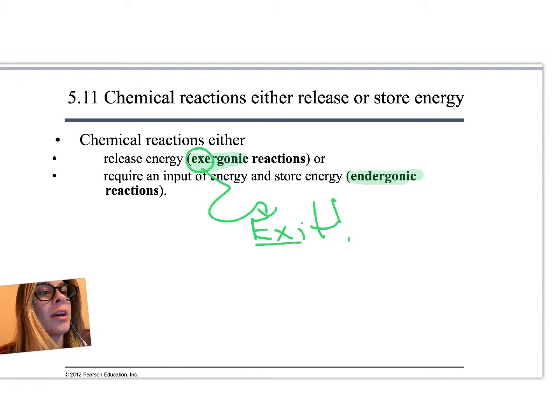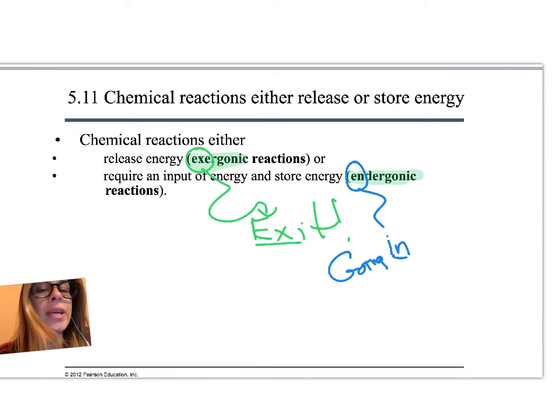For endergonic, like in, I want you to think of going into. So we're putting energy into bonds, okay? We're saving it for later. Usually this is how we're making things like potential energy.